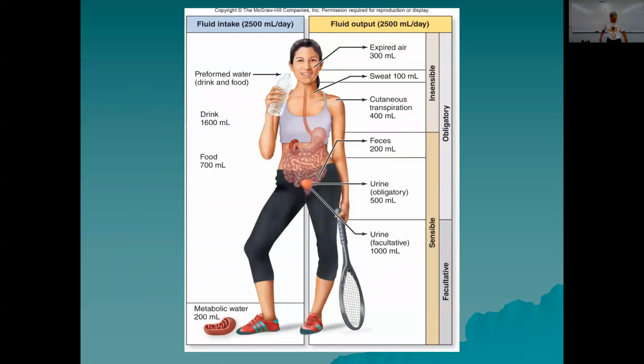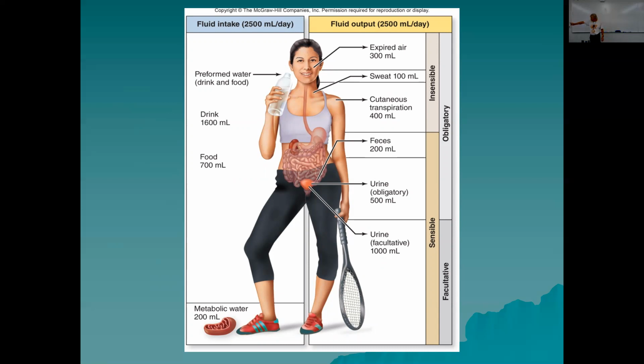This is on top of page 1004, talking about fluid intake on the left, about 2,500 milliliters a day to replace the 2,500 you're losing in the course of a day. So the vast majority is preformed water, you drink and food. At the bottom, you can see the metabolic water, about 200 milliliters. They don't mention that on the leaky bucket strategy on page 1008. I don't know why.